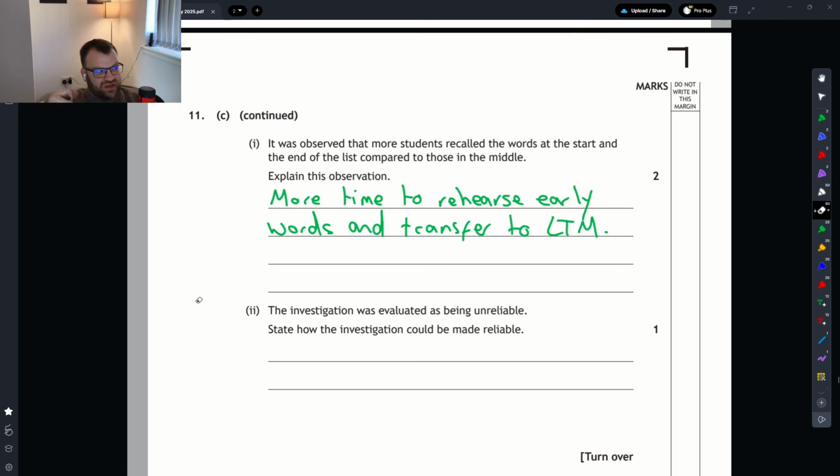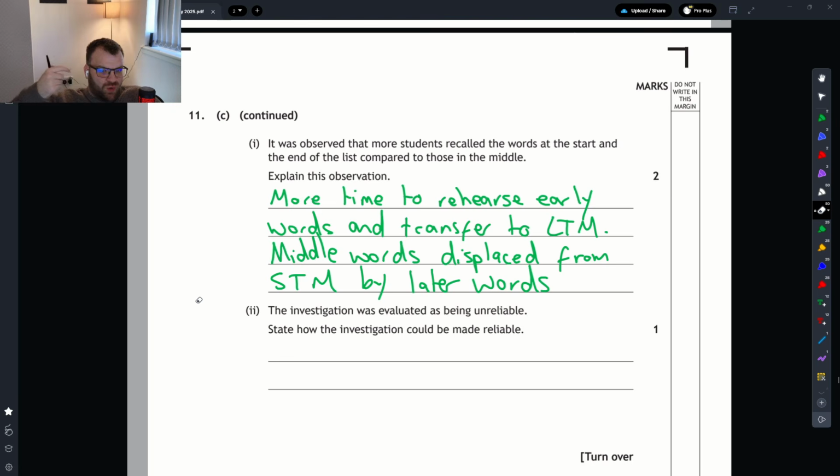So if you're going through your list and saying them again and again and again, there's more time for that to take effect in your brain. Short-term memory has a limited capacity. So as you're hearing more and more words, those ones will start getting displaced. You're still practicing the ones in the beginning, so those middle ones then start to get lost.